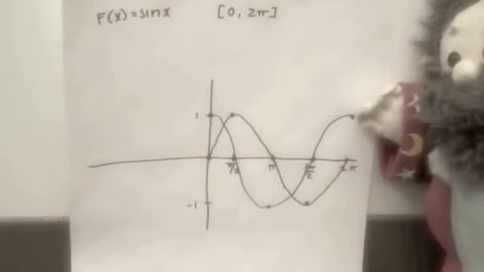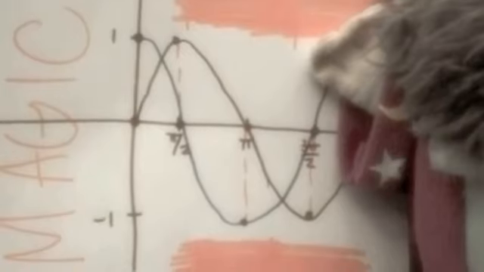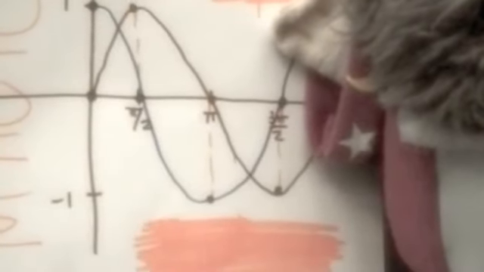Can you see the pattern? It's like magic! F of x has a max and min where f prime x has a 0. You know it's a max or min graphically because if f prime x changes sign from negative to positive, it's a min, and if it changes sign from positive to negative, it's a max.